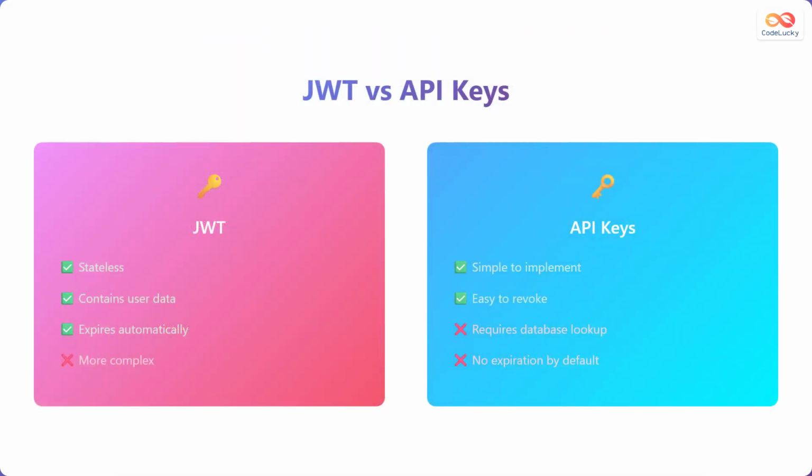Now let's compare JWT and Application Programming Interface Keys. JWT are stateless, contain user data, and can expire automatically, but they can be more complex to implement. API keys are simple to implement and easy to revoke, but they require a database lookup for each request, and they don't expire by default.